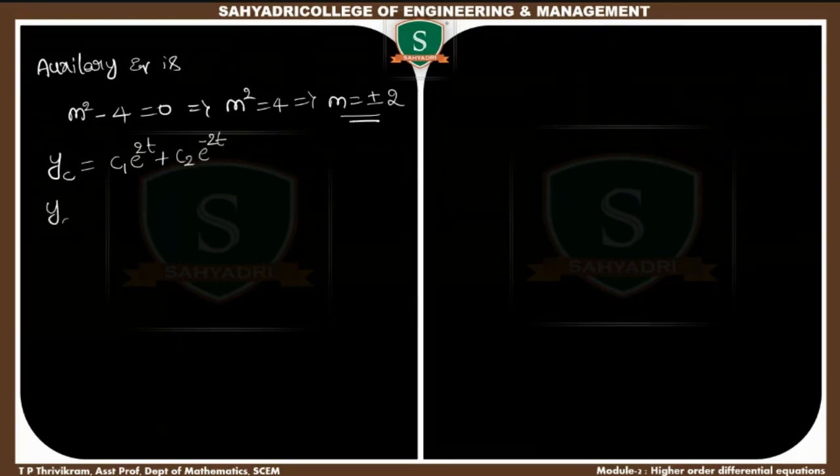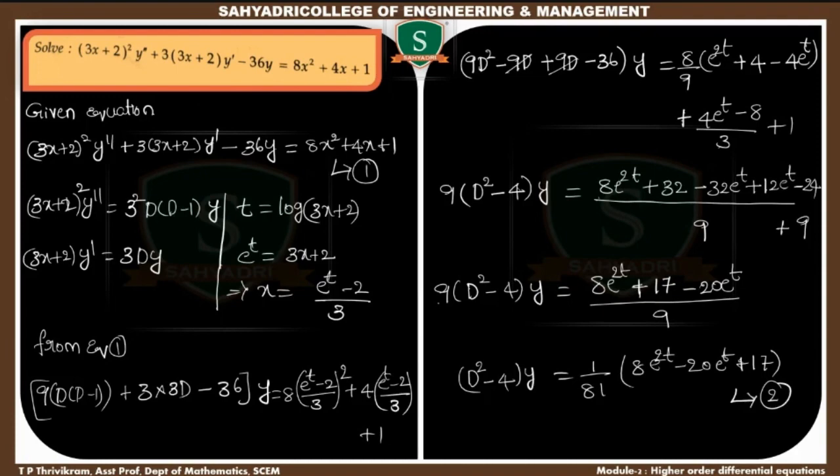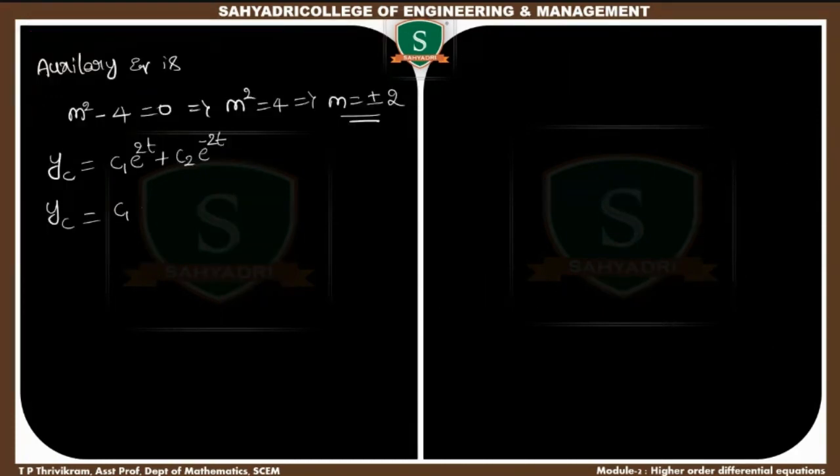So convert this into x form. So c1 e power t. E power t value is 3x plus 2. So e power 2t is there. So 3x plus 2 whole square plus c2 3x plus 2 whole power minus 2. Okay, I have converted this in x form.